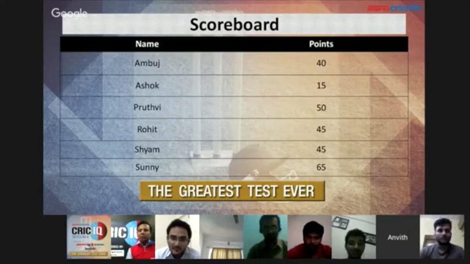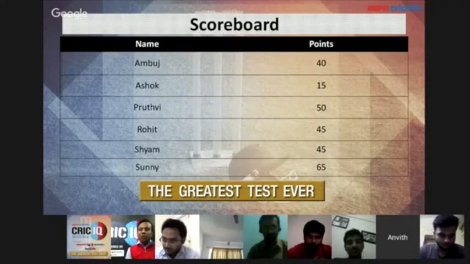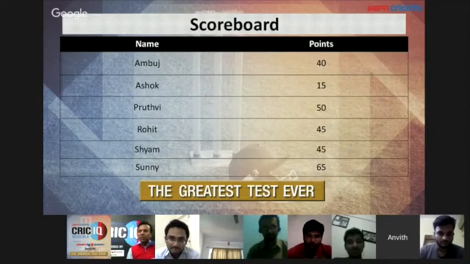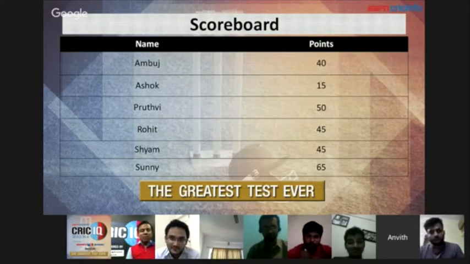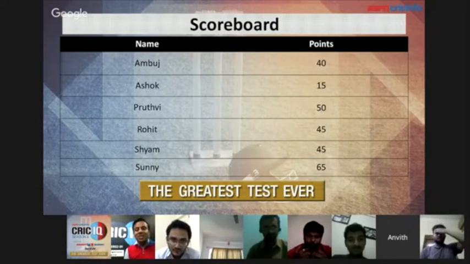Followed closely by Prithvi, who's on 50. He's been really consistent so far. Next, we have Rohit and Sham on 45 points. Ambuj, you're on 40 points, just 10 points behind Prithvi. On 15 points, we have Ashok. Reminding everyone that there are 2 slots from this hangout to the grand finale. The top 2 will qualify. So even though Sunny is leading, Prithvi, you're still under threat. You're currently holding on to the second spot in the grand finale.